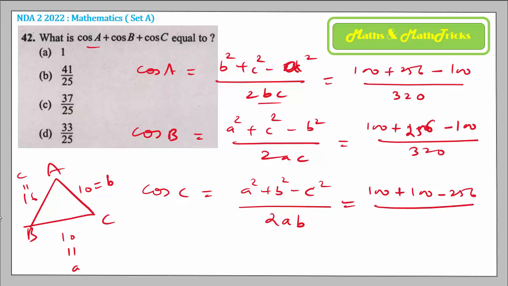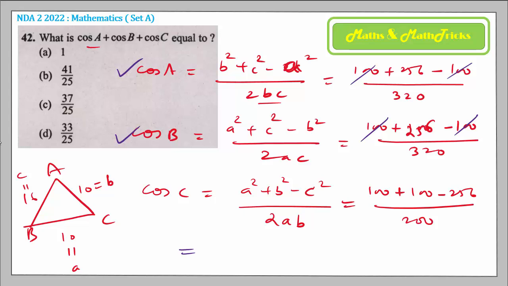Divided by what are you getting? 2ab. So 2 into ab, which is 10 into 10, 100, 100 into 2, 200. So what is the simplification then? If you first simplify the addition of the first cos A and cos B values, what do you get? You can see that 100, 100 is getting cancelled. 256 plus 256, you are getting the addition.